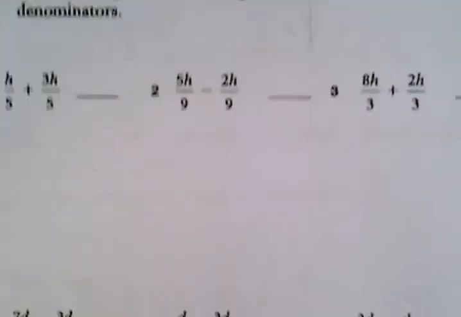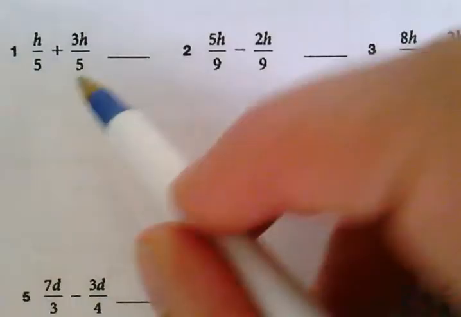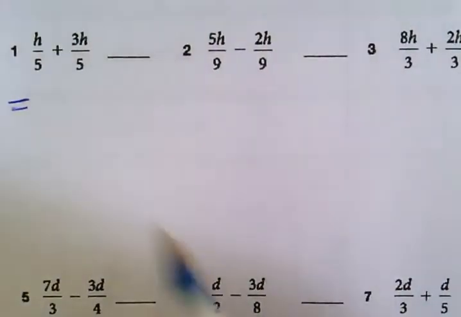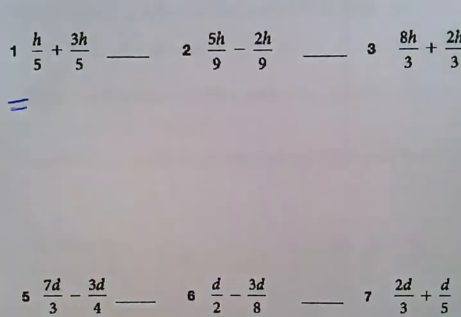Now let's look at these first few questions, questions 1, 2 and 3. Let's look at question 1, h over 5 plus 3h over 5. Are those denominators the same? Yes, so we just add the numerators. So it'll be 4h over 5.